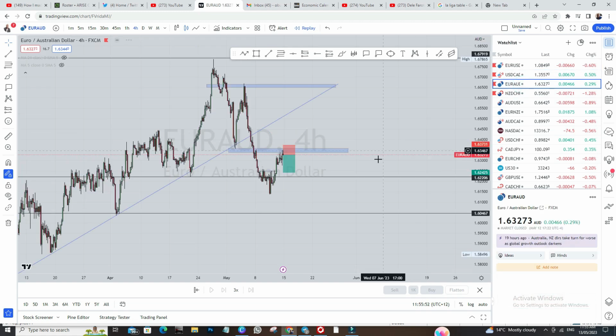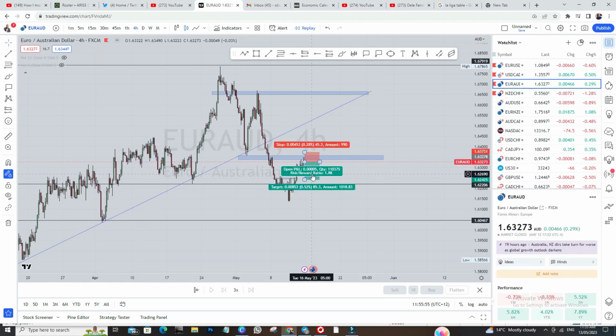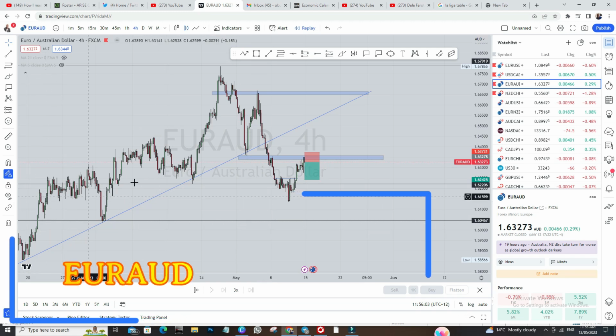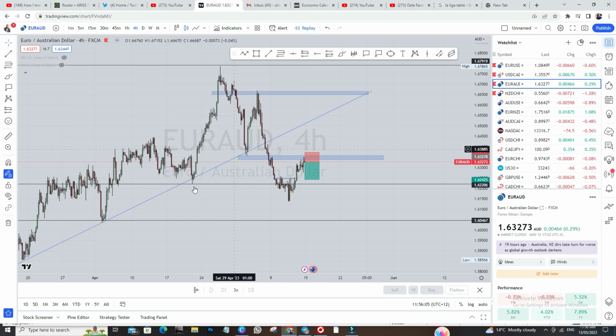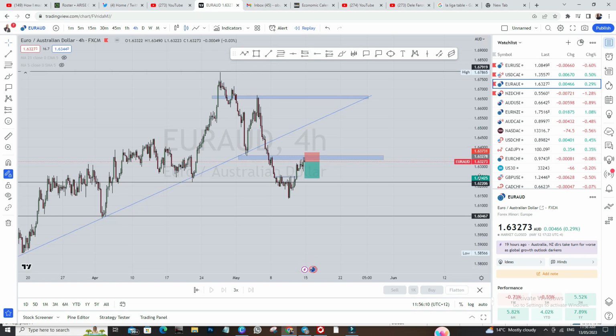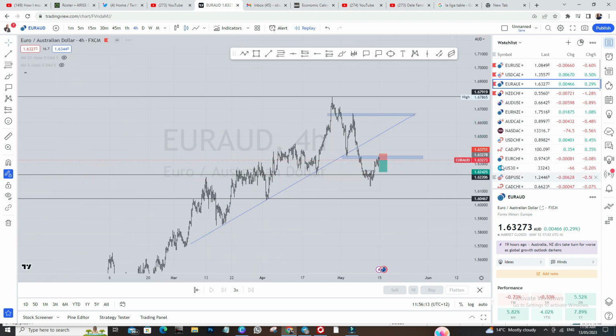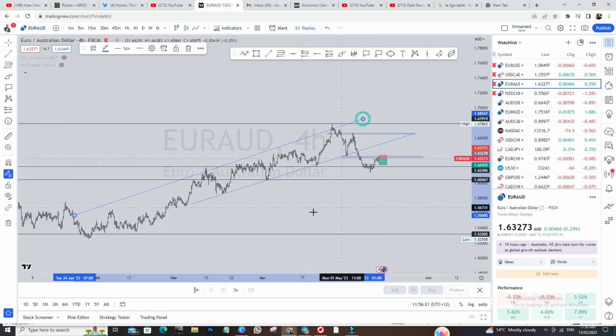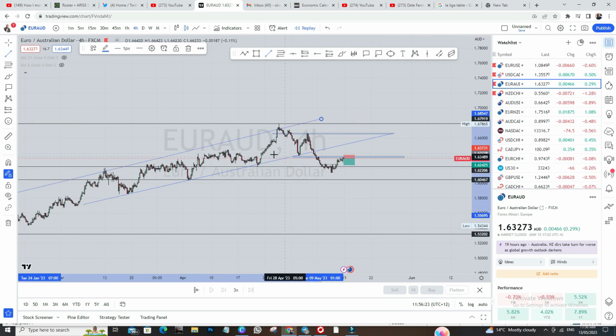Then I'll just take Euro AUD, which is one of the pairs I'm looking at. I'm looking at a sell for Euro AUD because price has been on a bullish trend to the upside, and it has broken past this trend line. This trend has been on a channel as well, just like the Euro USD. This channel has been on for quite a while, and it has broken this level and also broken this trend line.